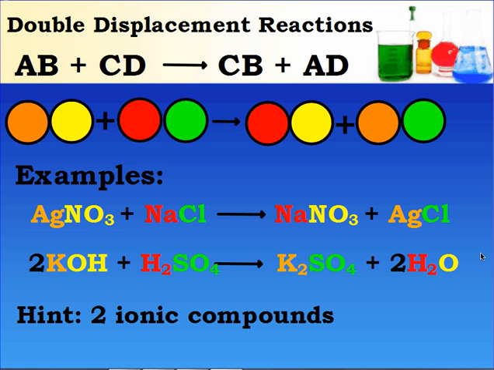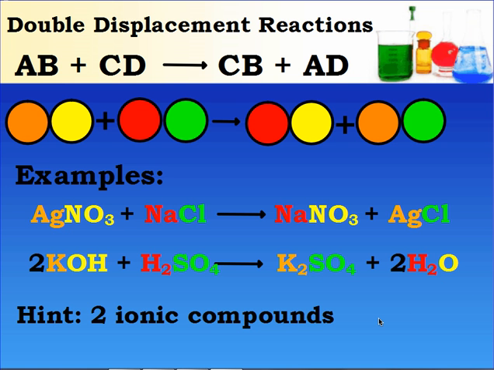Here are my two examples. I've got silver nitrate plus sodium chloride yields sodium nitrate and silver chloride. Then I've got potassium hydroxide plus H2SO4. Do you remember how to name H2SO4? Well, I'm going to say this is sulfuric acid. So potassium hydroxide and sulfuric acid yield potassium sulfate and water.